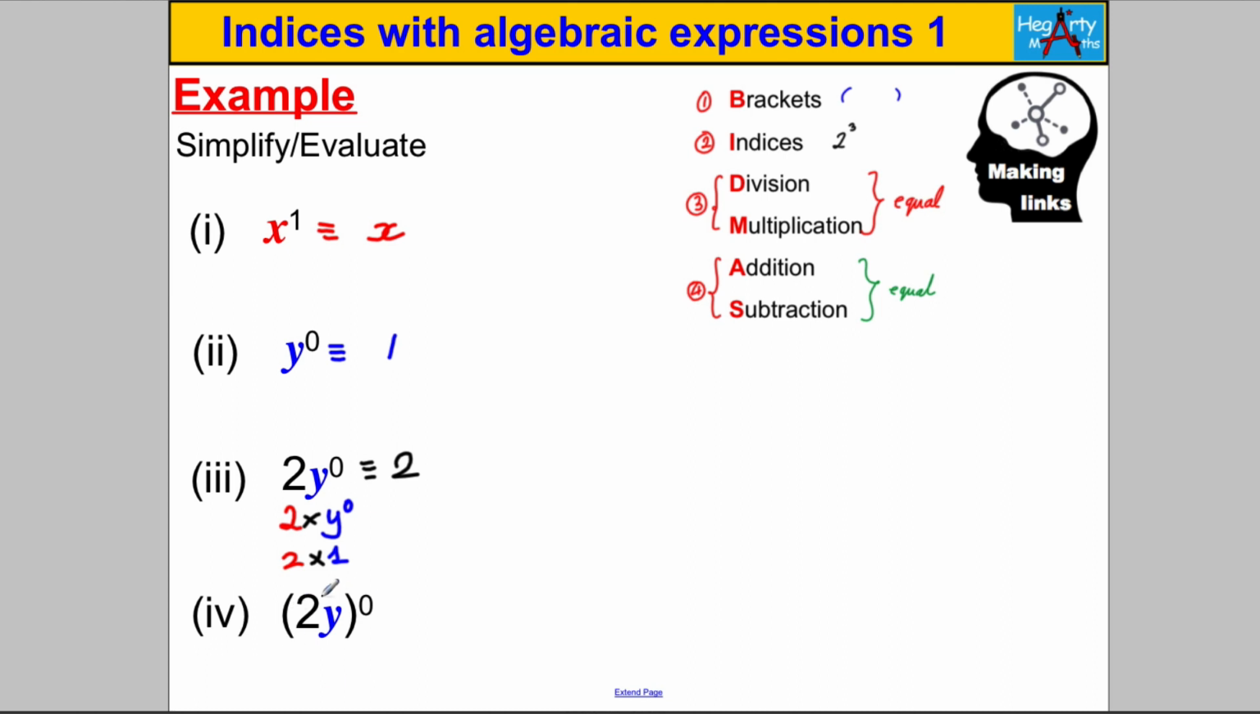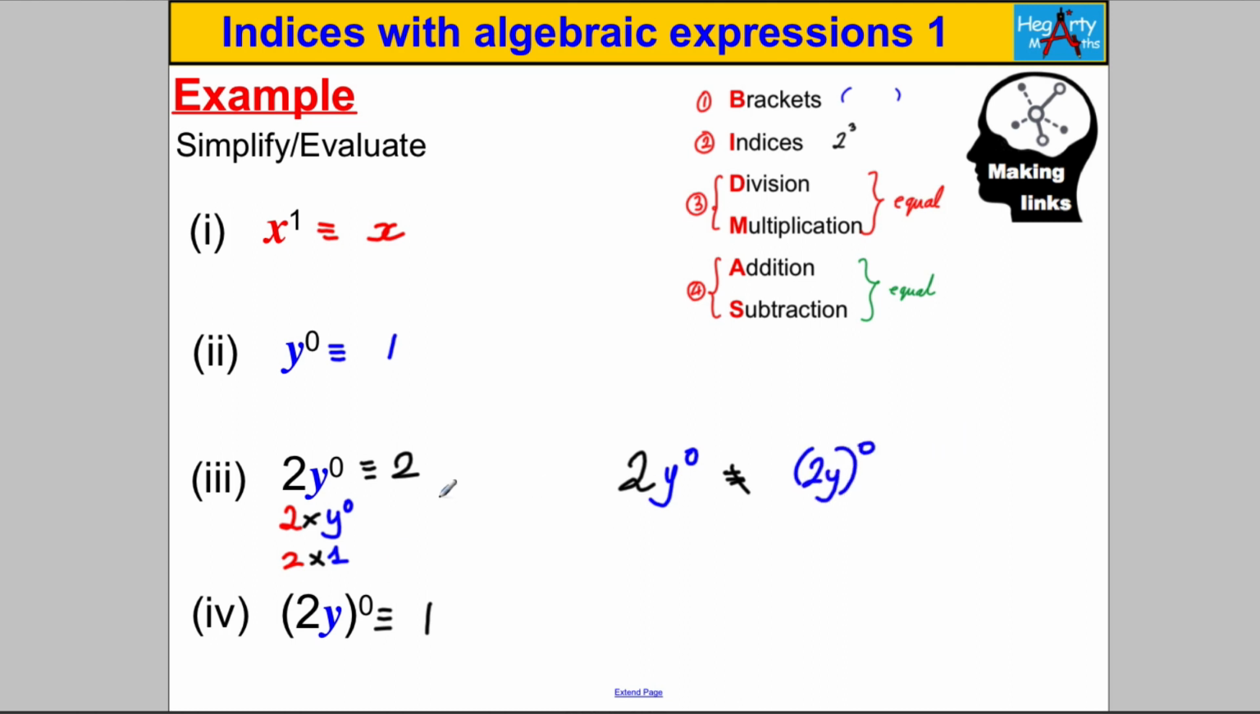But what about this one? Well, using BIDMAS or order of operations, we're supposed to do the thing in the bracket first. So imagine you could multiply 2 and y and get an answer. Then whatever that is, you raise it to the power of 0. Anything to the 0 is 1. So this one actually gives the answer 2, and this one actually gives the answer 1. So 2y to the power of 0 is extremely, extremely different to 2y with brackets around it to the power of 0.